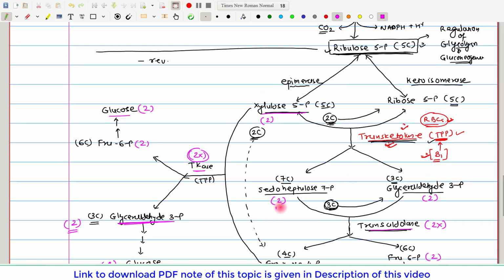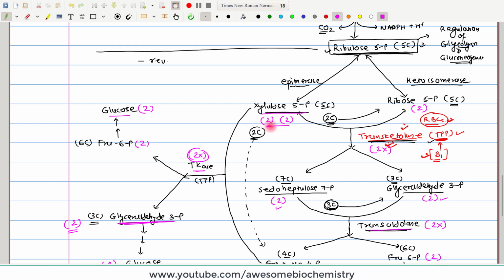Now for generation of both products 2 times, this reaction should occur 2 times. So what happens? We need 2 molecules of ribose 5-phosphate and here 2 more molecules of xylulose 5-phosphate are required. Remember, these 2 more molecules were required at this step. So a total of 4 molecules of xylulose 5-phosphate and 2 molecules of ribose 5-phosphate are required. So to synthesize 4 molecules, this reaction should occur 4 times, and to synthesize 2 molecules of this ribose 5-phosphate, this reaction should occur 2 times.